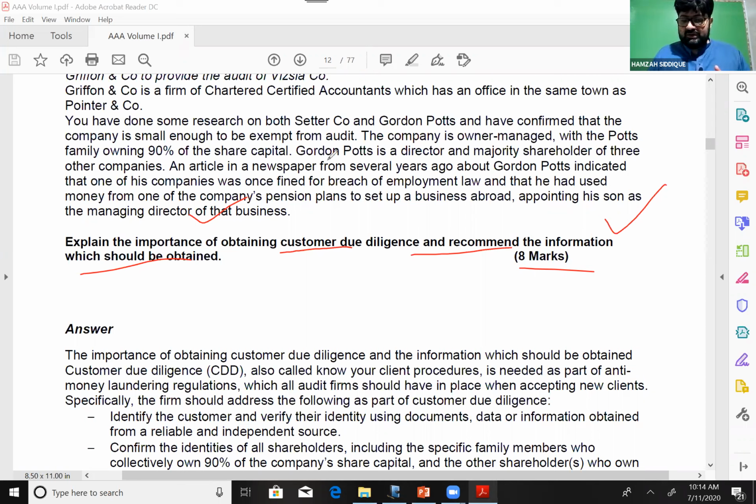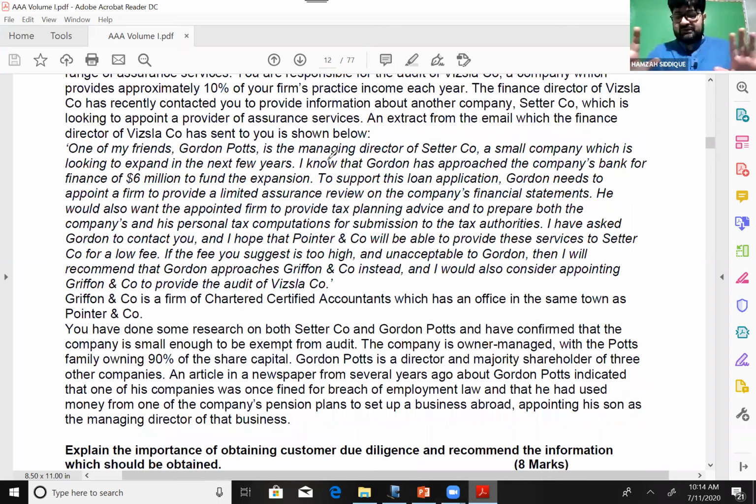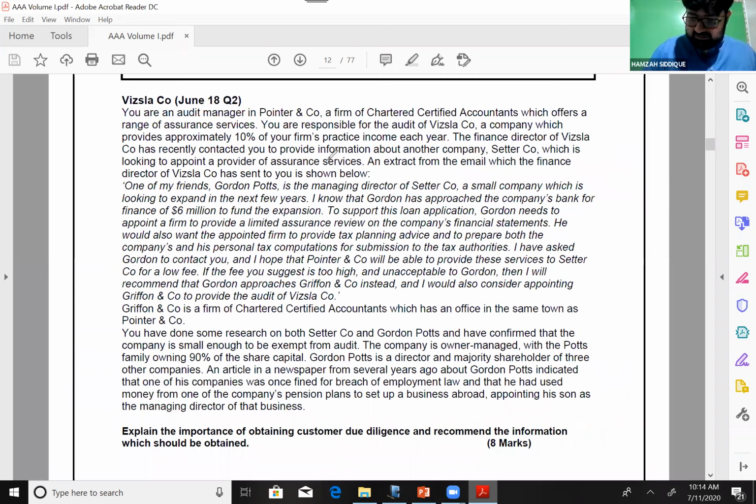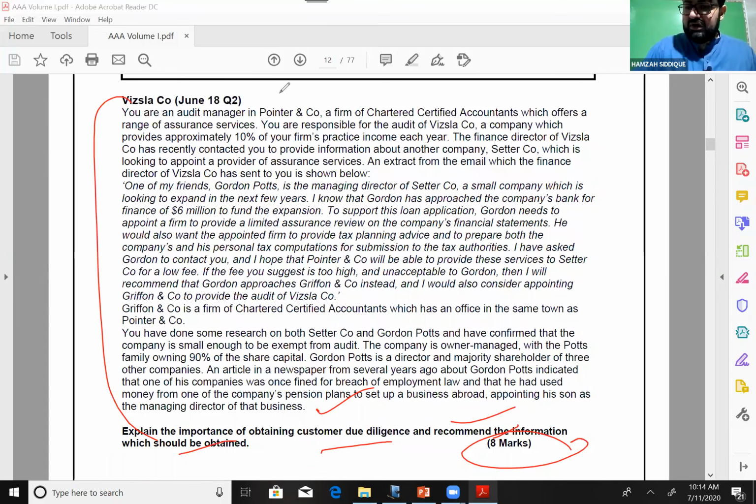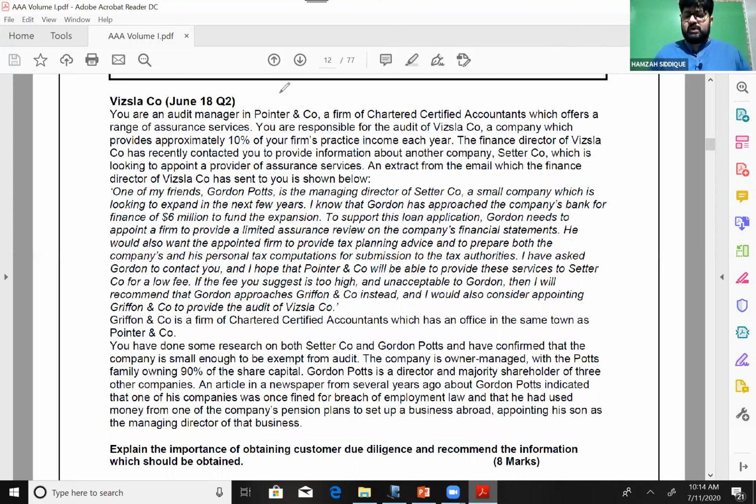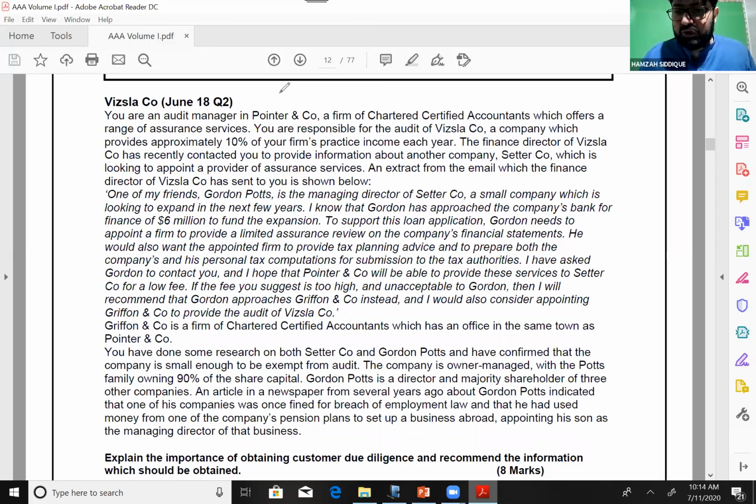Okay, so students, we have learned identification of the customer, right? Let us go through it so that we can have an idea of the specifics, because it is 8 marks: importance and recommend the information. So please read it by keeping this scenario in front of you. Go through it, analyze it, and then I will solve it for you.